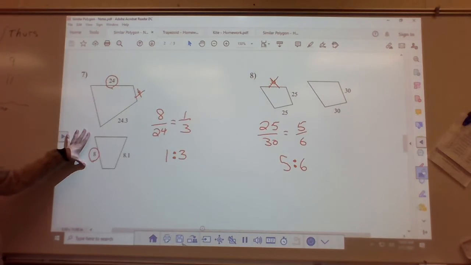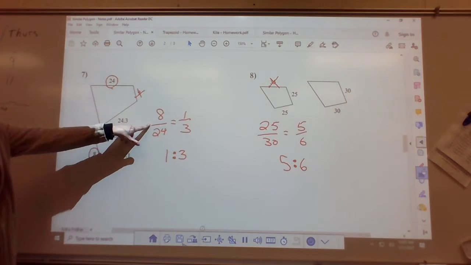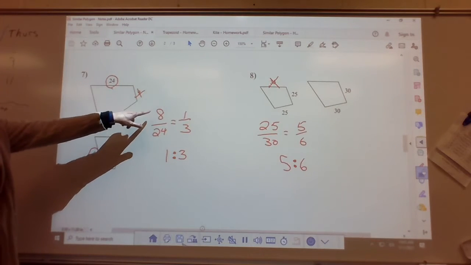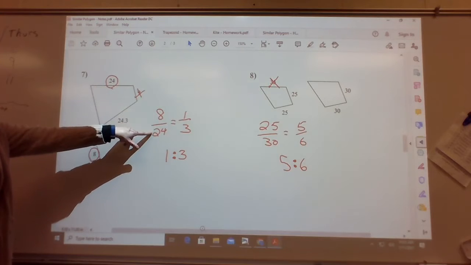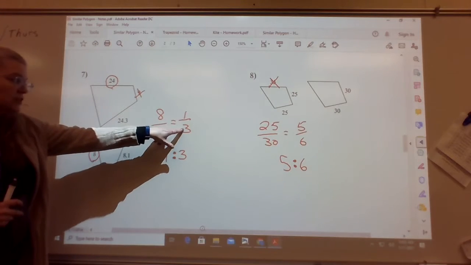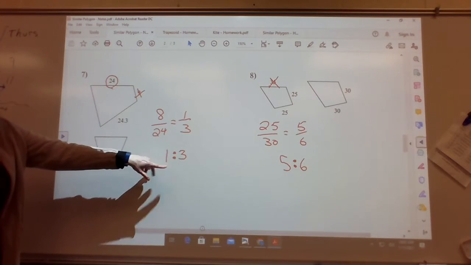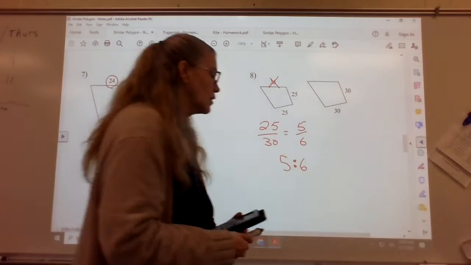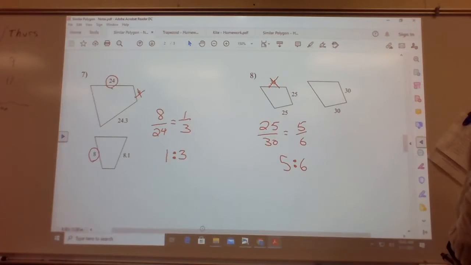So again, on these four, you're going to pick one of the sides that match. Write a fraction. Make sure the fraction is small to large. Small on top, big on bottom. Reduce it, write the scale factor. So that's these four. The next four.